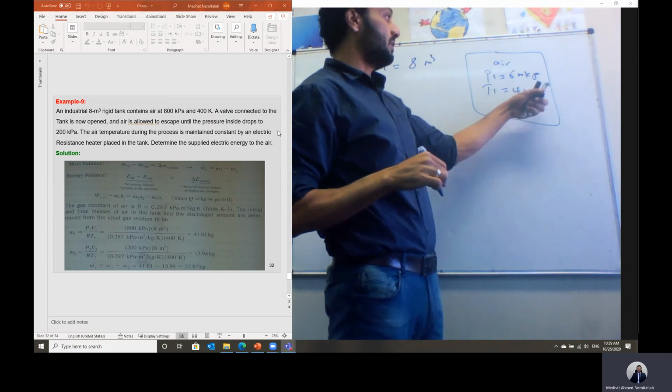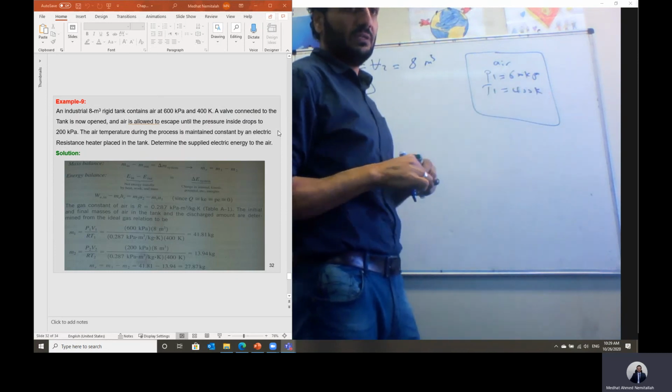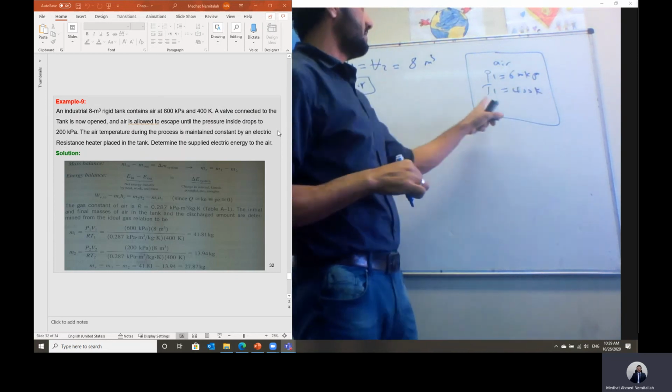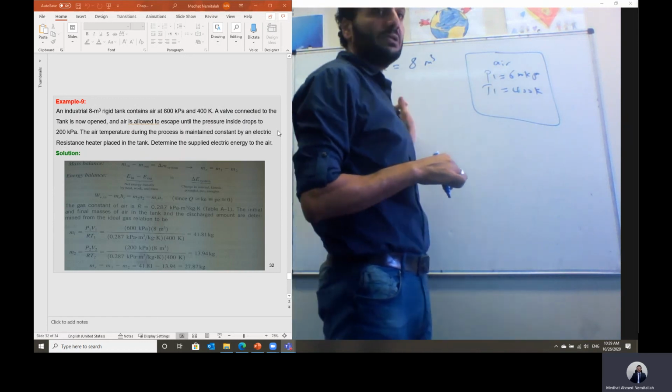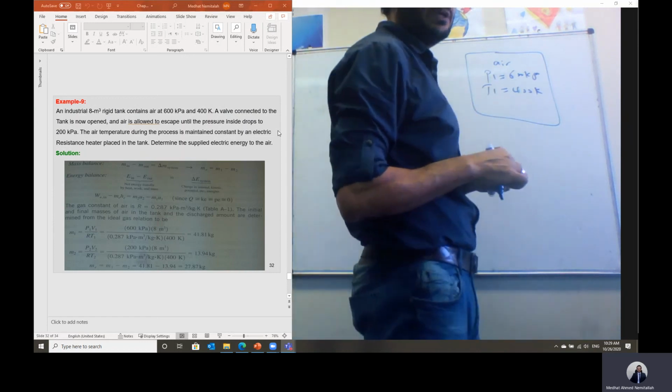Okay. Look also at the unit of the temperature. In the case of gases, usually the table lists values in Kelvin, but in the case of steam or refrigerant, you will find the temperature listed in the table in degrees Celsius. Okay.